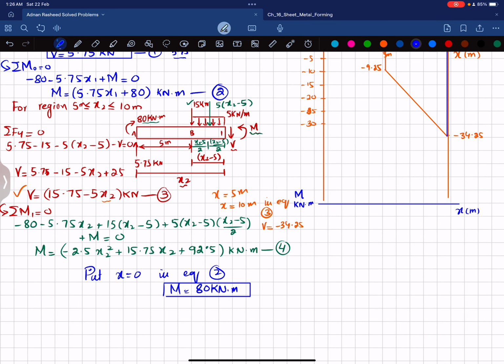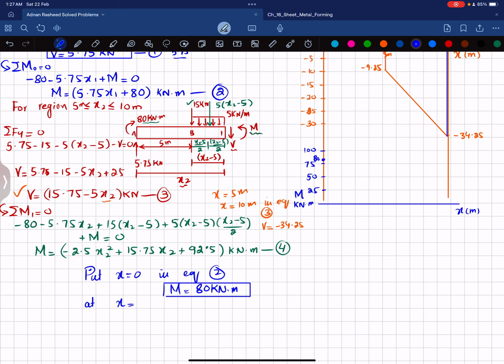Okay, so let each division be, let's see, this is 25. So 25, 50, 75 and 100. Clear? So first one is 80. So 80 will be somewhere here. For example, this is 80. So at x is equal to 0, we have 80. Now at x is equal to, you can see at x is equal to how much? X is equal to 5.